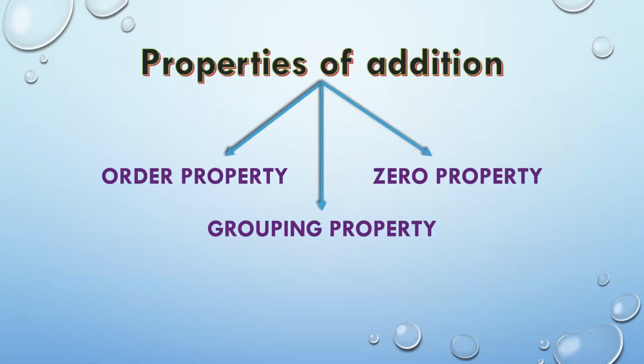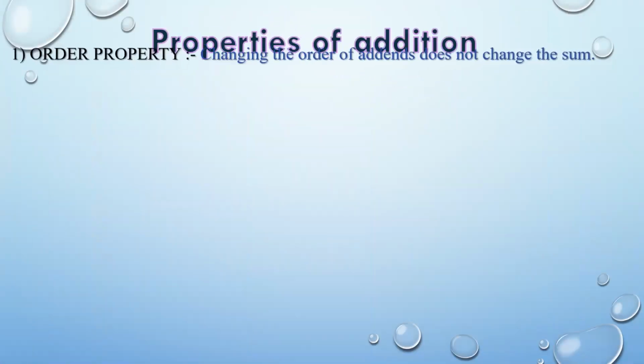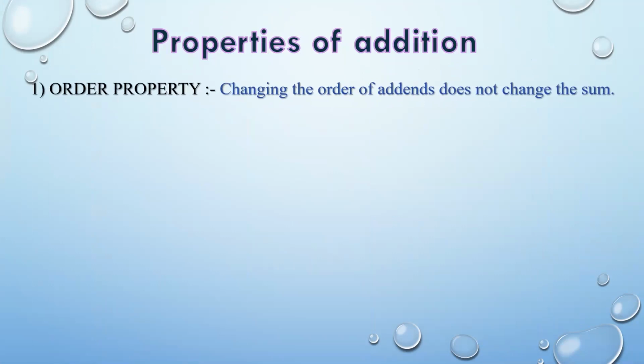Now we will move to the next topic, that is properties of addition. So there are three properties of addition. The first is order property, second is zero property, and third is grouping property. So we will see these properties one by one. Let's start with the order property. Order property means changing the order of addends does not change the sum.